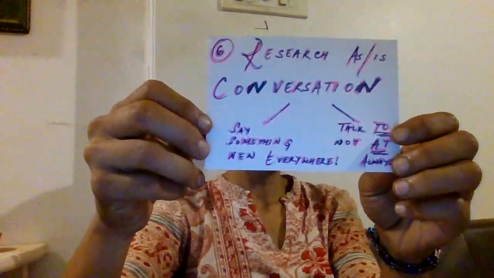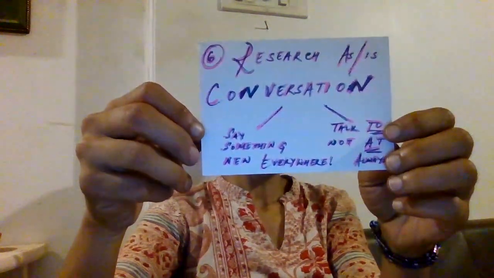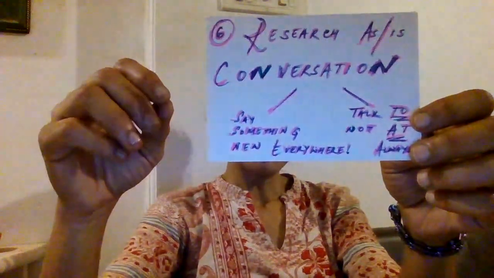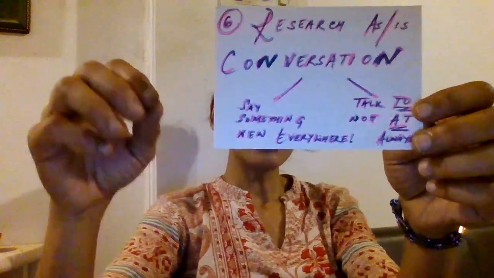Research has to be a conversation. Even when you're doing your writing, it can't be a monologue. How do you manage that? How do you manage to make research conversation rather than a monologue? A few hints, a few suggestions from me are: say something new everywhere. And this is a suggestion which isn't actually a suggestion. In order to be producing original research and for your research to qualify as original research, you do need to be saying something new all the time.